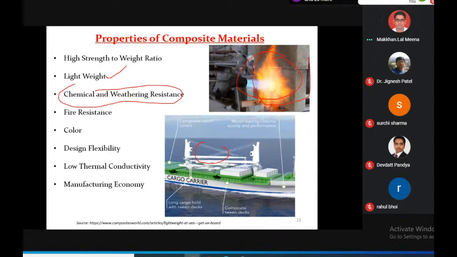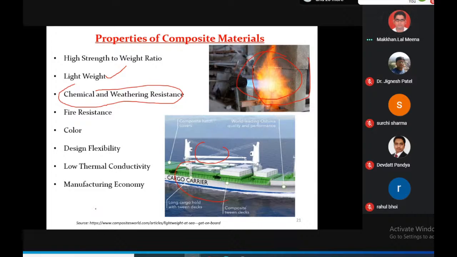Because of this, composites are used in the manufacture of chemical storage tanks, pipes, chimneys, ducts, bolts, and vehicle bodies. So these are the different applications.